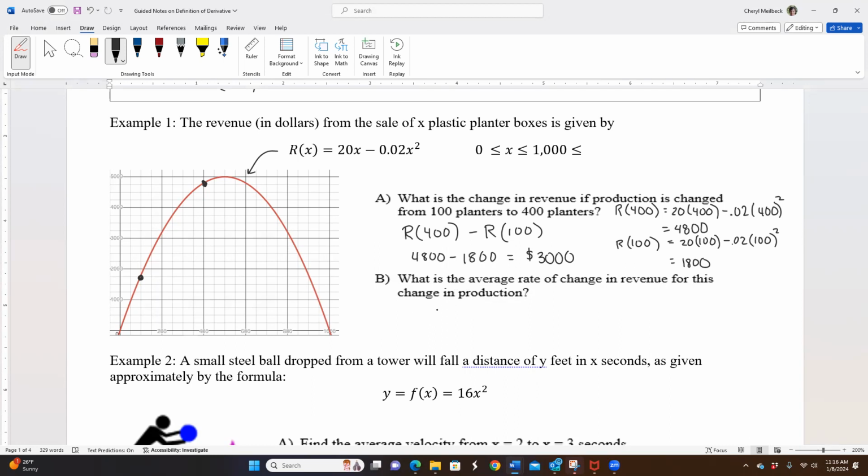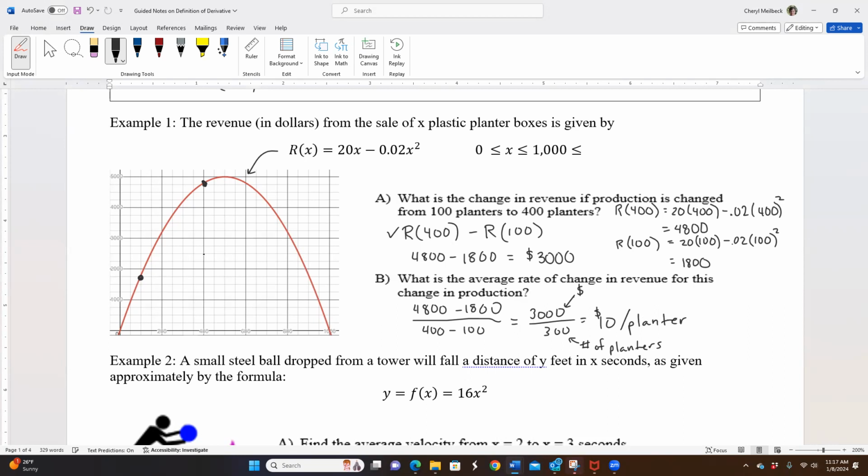So what is the average rate of change in revenue from this change in production? The average rate of change from above is the y value minus the y value, which we just did. So that would be the 4,800 minus the 1,800 over the x values, which would be the 400 minus the 100. See how similar this is to slope. So this gives us 3,000 over 300, which is going to be 10. Let's see if we can figure the units. Up here we have the units of dollars, and this is the number of planters. So the units on this would be $10 per planter.